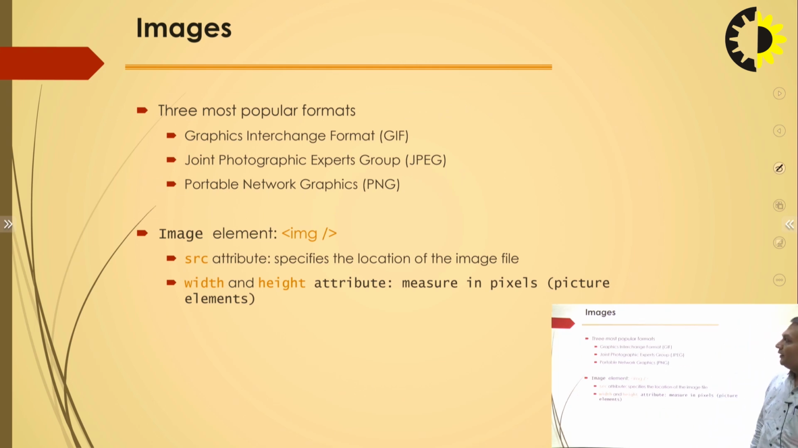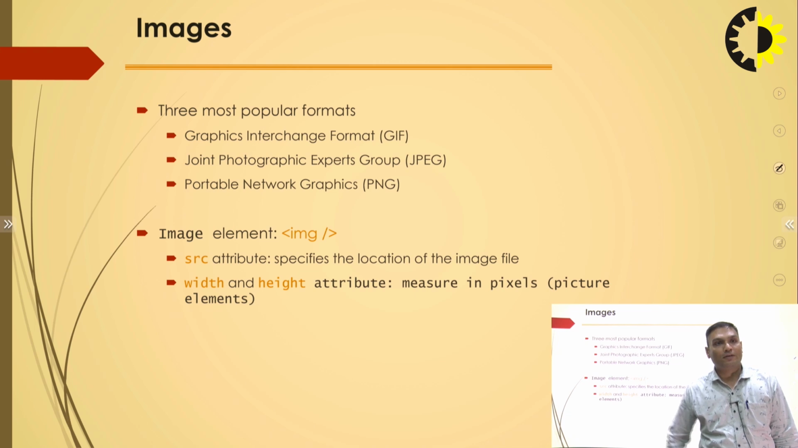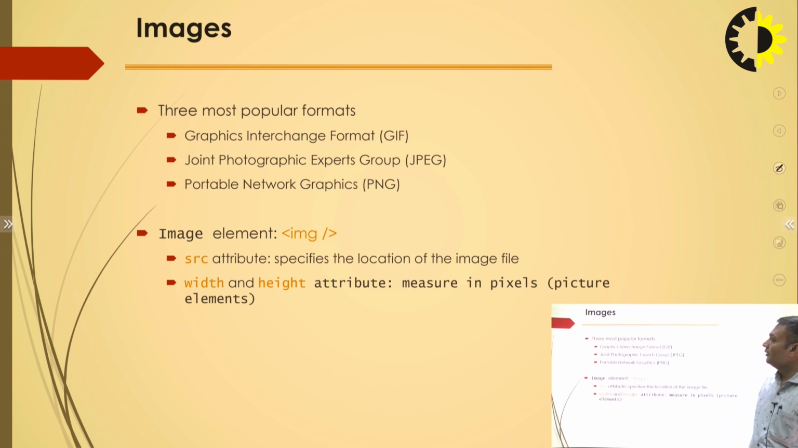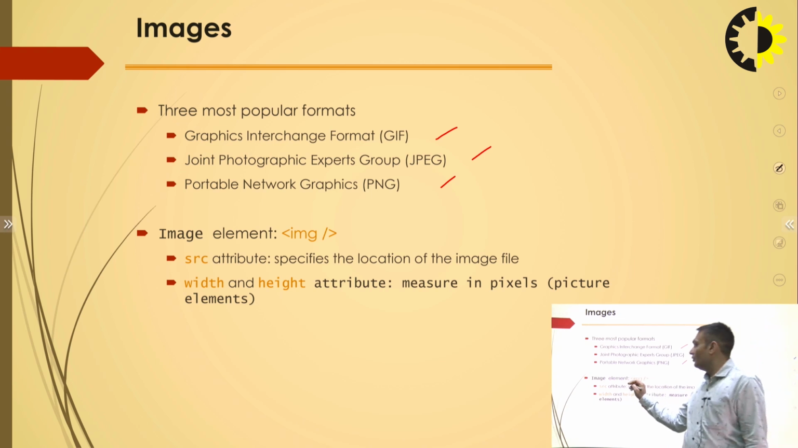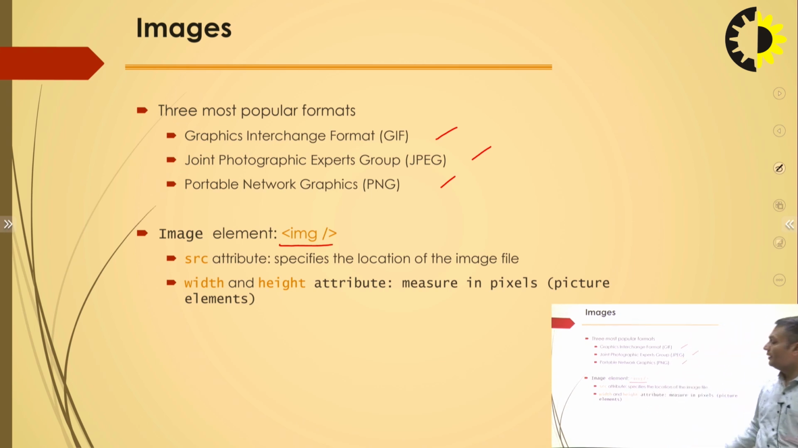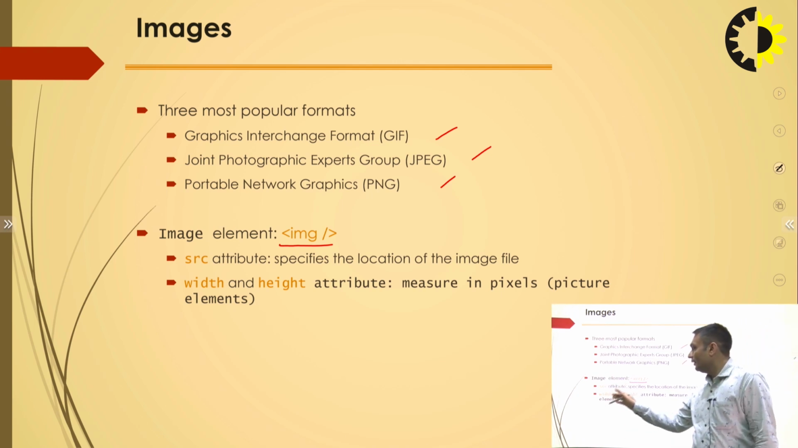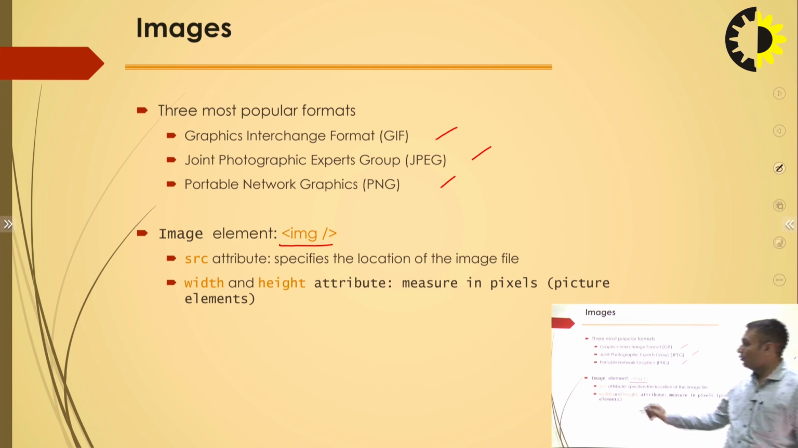Now in today's lecture we will discuss the image tag, list tag, and table tag. The first tag of today's lecture is images. Images are available in various formats: GIF, JPEG, PNG, and these formats can be easily implemented with the help of HTML code. The image tag is used to add these kinds of images inside your HTML document, and there are various attributes of this image tag. One is the source attribute.